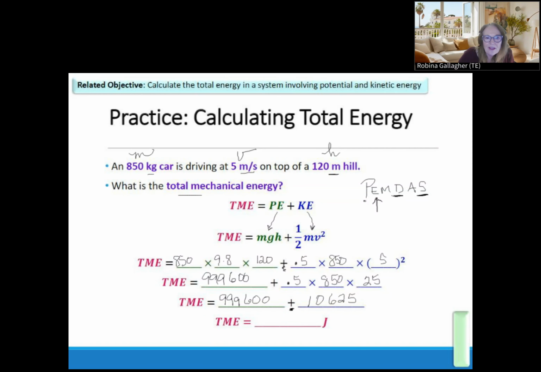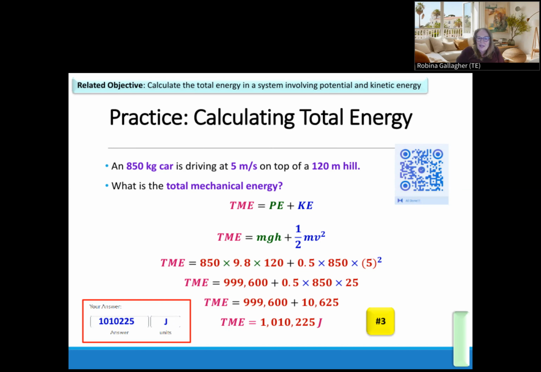So somebody add those together. Okay. Tell me, did you get 1,010,225 joules? Yay. Excellent. Okay. So yes, Pamela, awesome. You got the same thing I did. Thank you. Good. So again, the formula looks horrendous, right? It looks scary. But if you just break it down step by step, it's really not that bad.